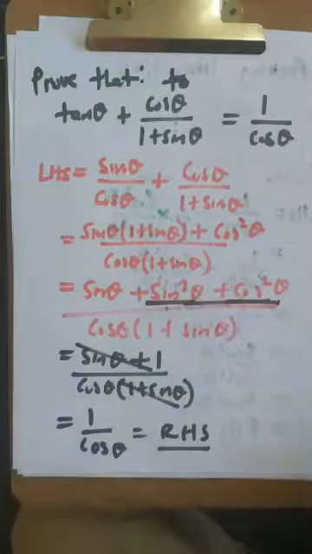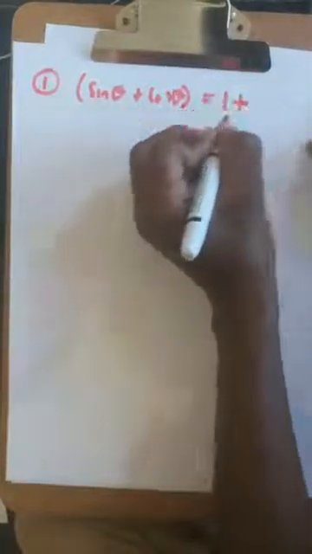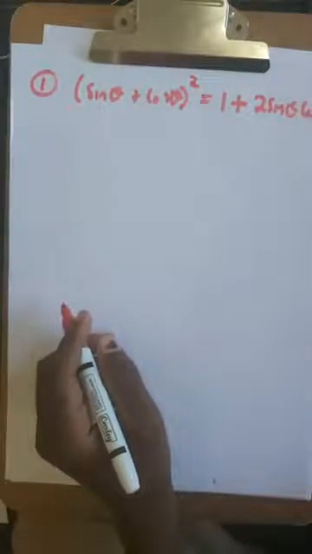But now let me give you the following one to try as an exercise. Check this one. We have sine of theta plus cos of theta, all squared, is equal to 1 plus 2 sine theta cos theta. Check how to prove this.